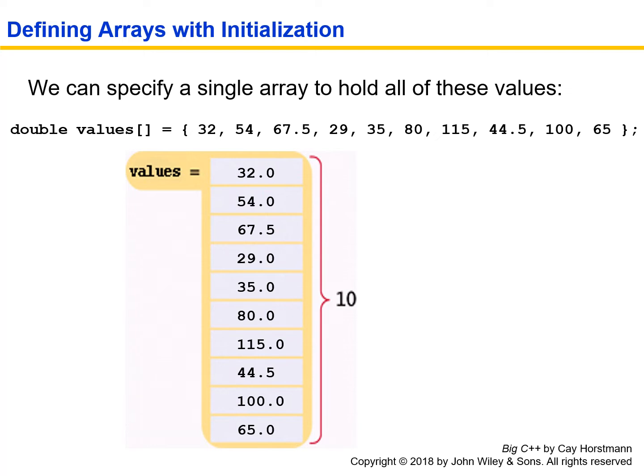And that array would be declared in a way that looks like this: double values, square brackets to tell the compiler that we're creating this as an array, and then to initialize that with the list of 10 numbers that we've been working with, we put those numbers in curly brackets separated by commas.